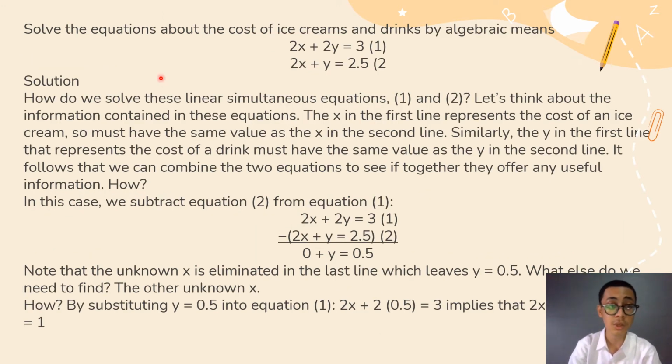Next, solve the equations about the cost of ice cream and drinks by algebraic means. The first line is 2x + 2y = 3. The second line is 2x + y = 2.5. The solution is by elimination, so we can find the y value. y is 0.5, so we can substitute into the line 2x + 2y = 3, which implies that y = 0.5 and x = 1.